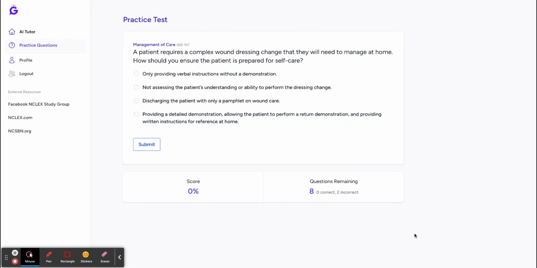Moving on, a patient requires a complex wound dressing change that they will need to manage at home. How should you ensure the patient is prepared for self-care? Is it A, only providing verbal instructions without a demonstration? B, not assessing the patient's understanding or ability to perform the dressing change? C, discharging the patient with only a pamphlet on wound care? Or D, providing a detailed demonstration, allowing the patient to perform a return demonstration, and providing written instructions for reference at home?